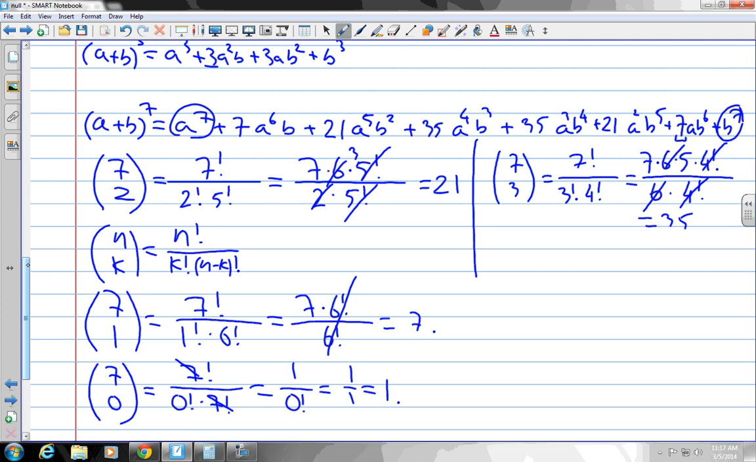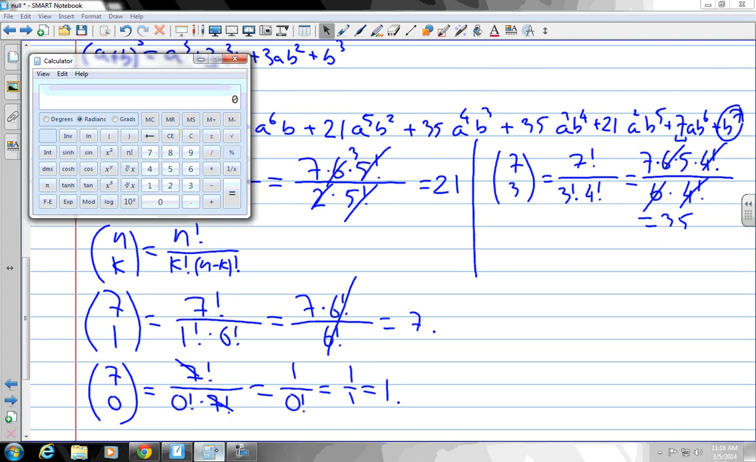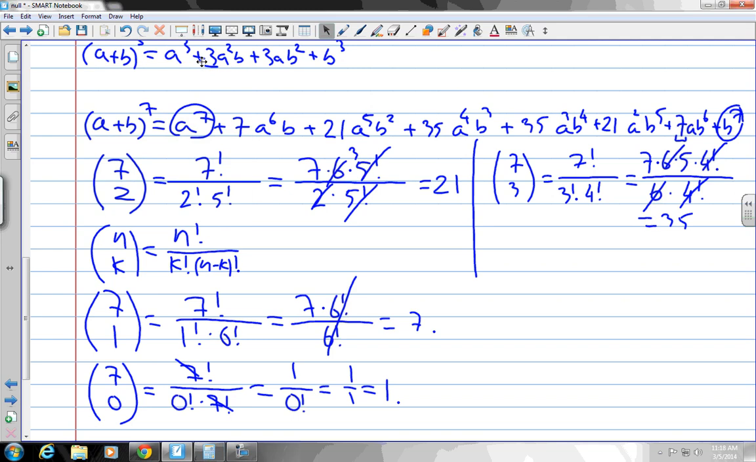Well, that's the easy way to do computations. Your calculator actually possesses a factorial button. Does anybody have a basic scientific calculator? Not the graphing one, but just a basic one.